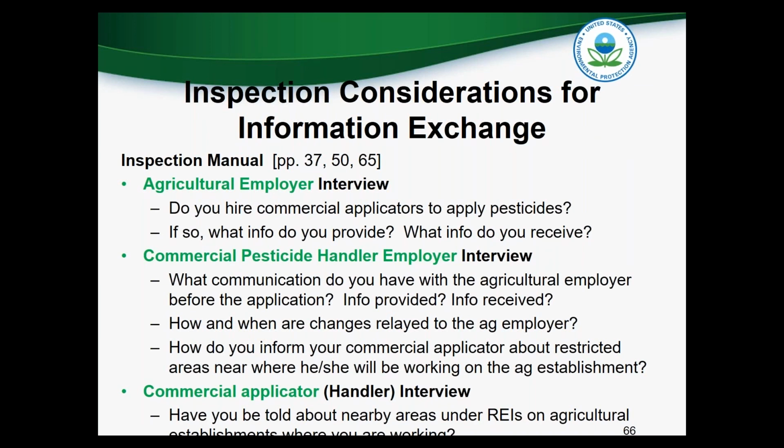You could also interview the commercial pesticide handler employer. So not just the ag employer, but the person he hires. And again, ask some of the same questions. What communications do you have with the ag employer before the application? How do you provide that information? How and when are changes relayed? And then one could also interview the handler themselves. Is he being informed by his supervisor?